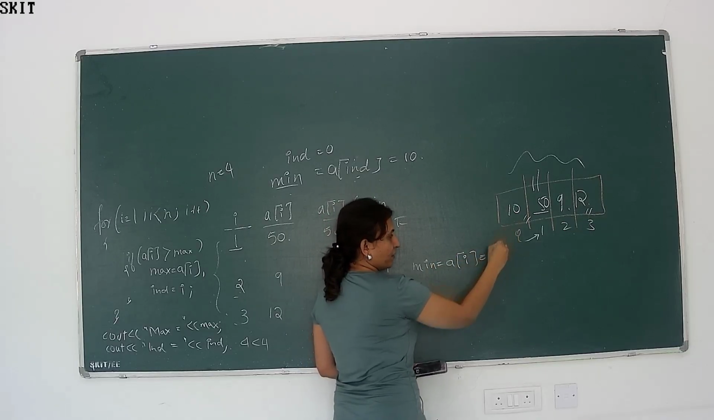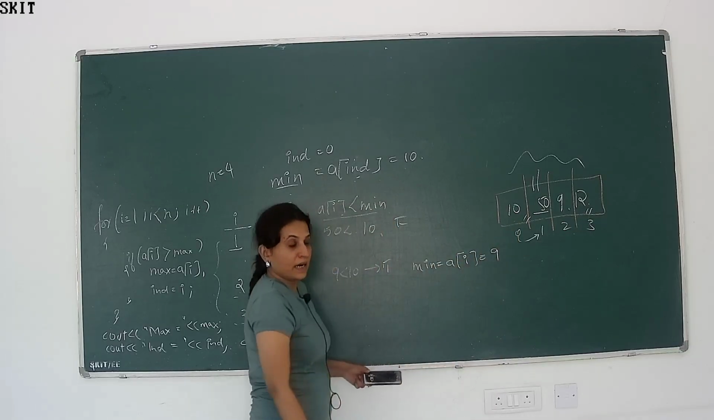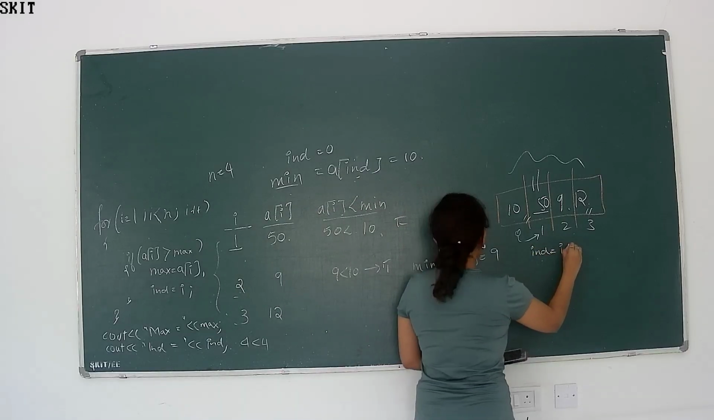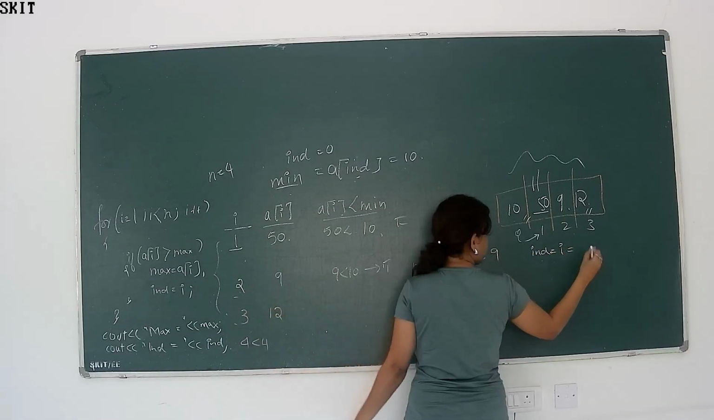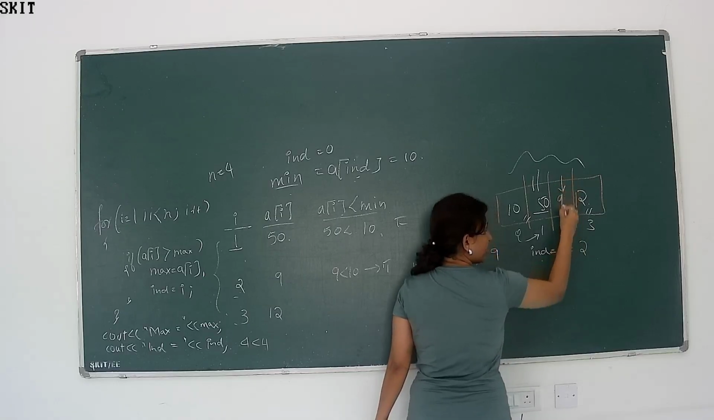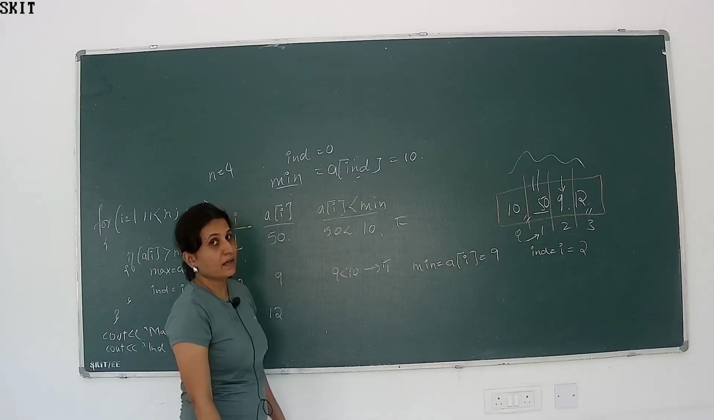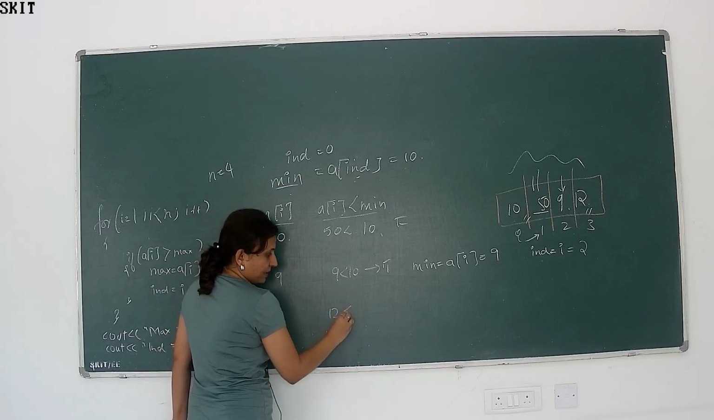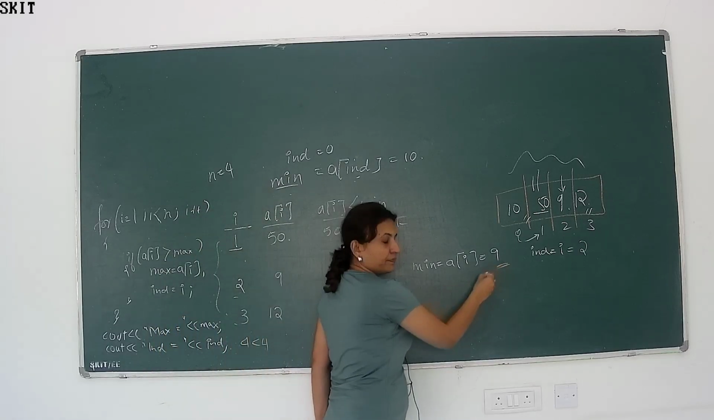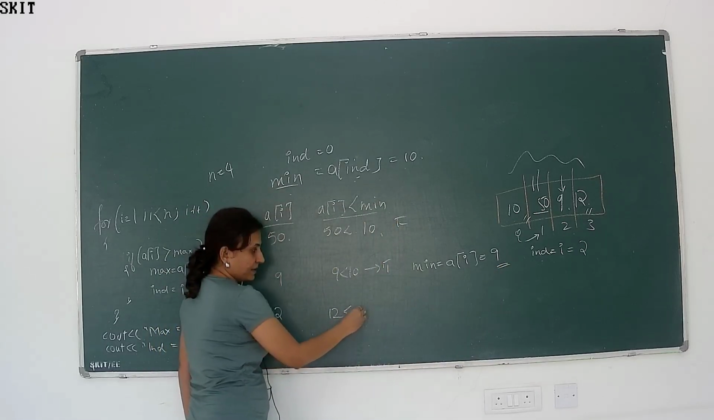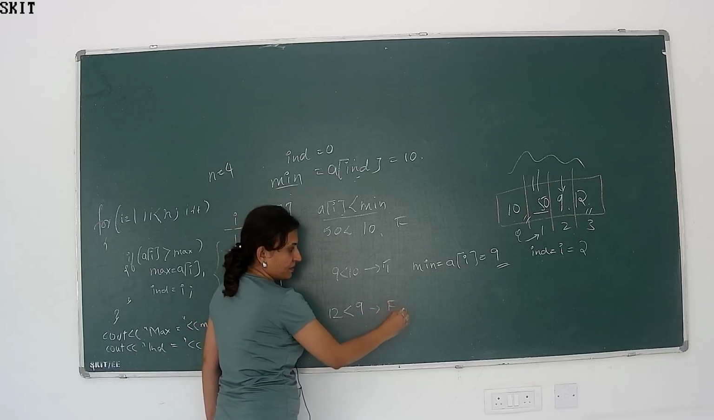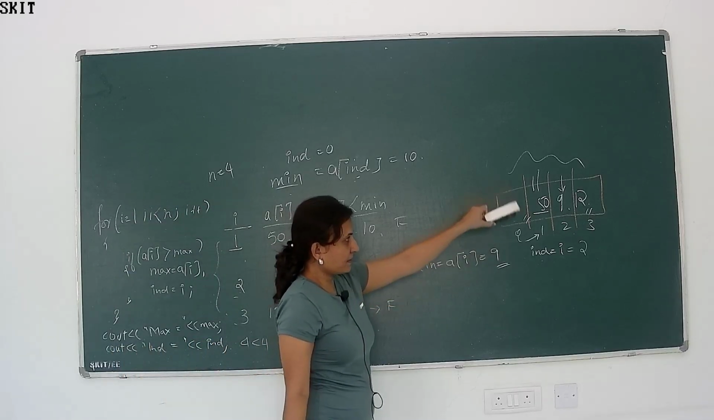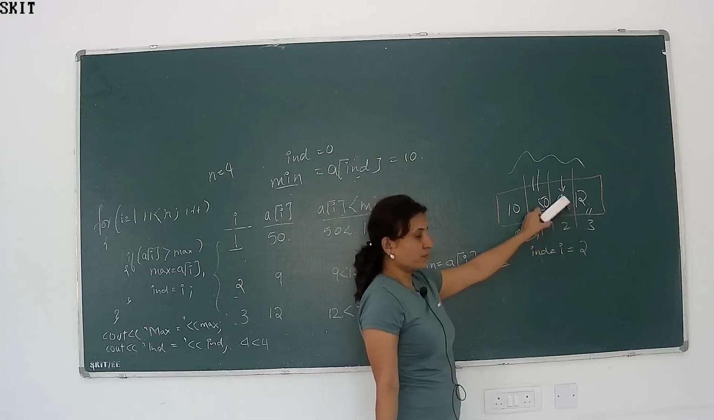What is a of I? A of I is 9. At which index? Index will become I. What is current I value? 2. At index 2, we got an element which is lesser than the current minimum. Next iteration, if it is 12, is 12 less than, what is updated minimum value? 9. Is 12 less than 9? False. Do nothing, come out. When it came out, minimum was equal to 9 in this one at index 2.